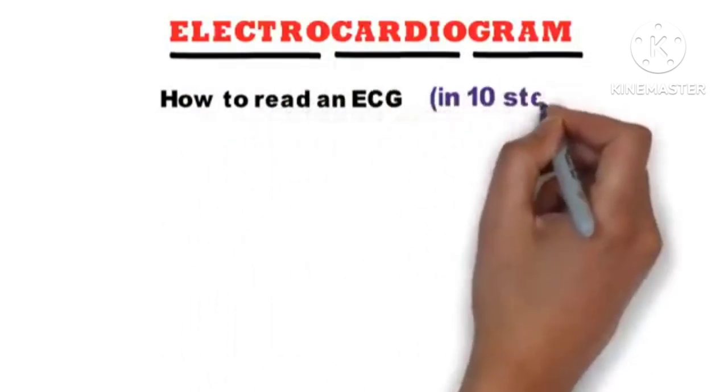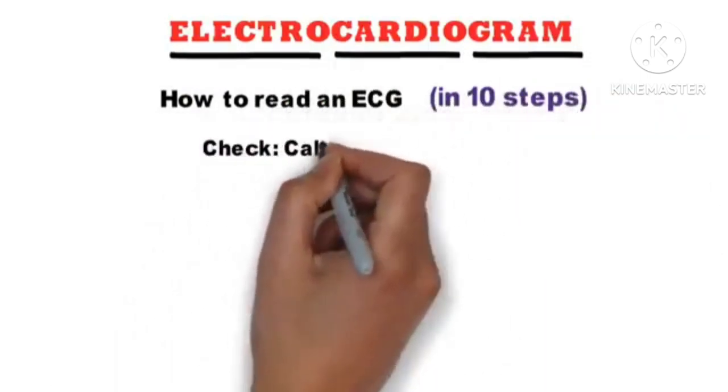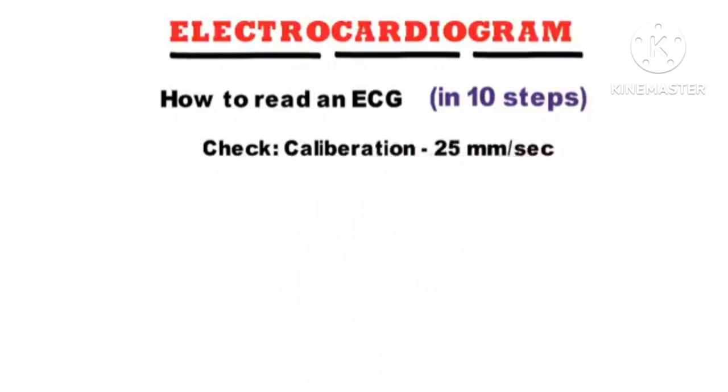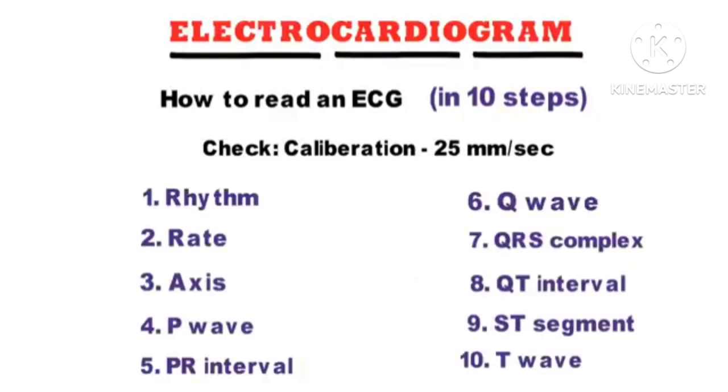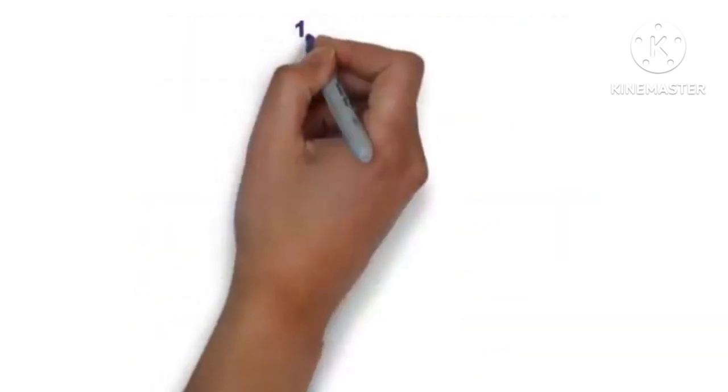Now how to read an ECG in just 10 steps. Before that, we need to check the calibration or speed of the machine, which is normally set at 25 mm per second. In most of the books on ECG, first step is to calculate rate. But before calculating the rate, you should know whether the rhythm is regular or not. I'll tell you the reason when I'll discuss about the rate. So we'll discuss the ECG interpretation in this manner: rhythm, rate, axis, P wave, PR interval, Q wave, QRS complex, QT interval, ST segment and T wave.